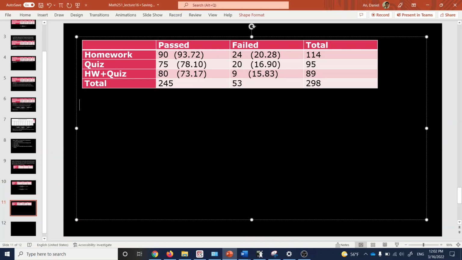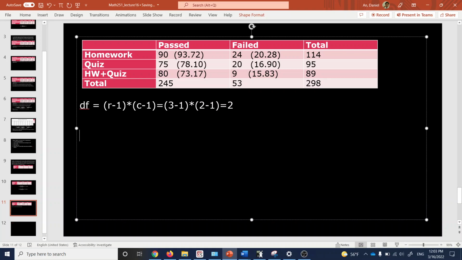Okay. Now, let's talk about the degrees of freedom. The degrees of freedom formula is number of rows minus 1 times number of columns minus 1. Now, how many rows do we have? Excluding the total row, it's homework, quiz, homework plus quiz. So there are 3 rows, right? How many columns do we have? 2, yes, because it's only passed and failed, excluding the total one. So that gives you 2. Okay, so that's the degrees of freedom.